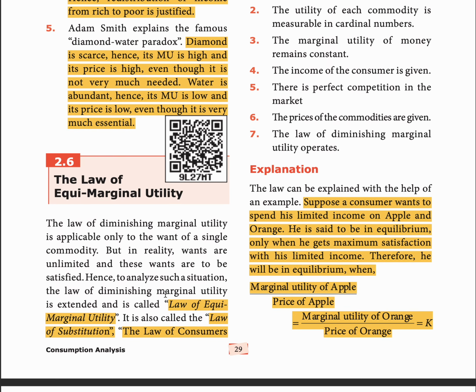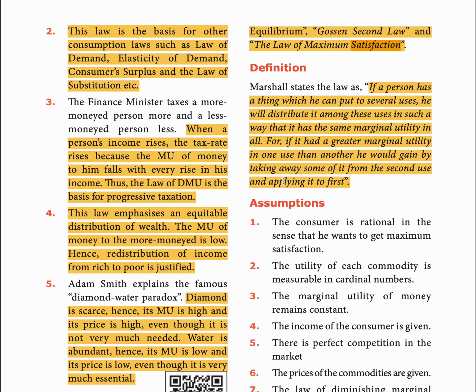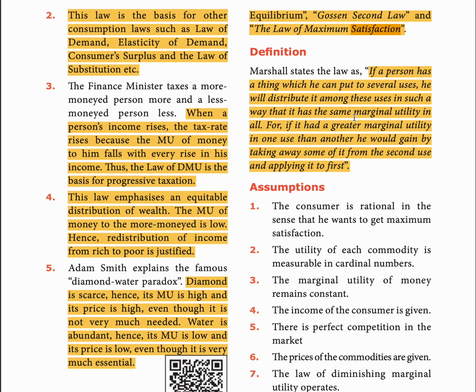Now friends, we will understand the second law, the law of equimarginal utility. This law is also called the law of substitution, law of consumer equilibrium, or second law of maximum satisfaction. So what does the law say? If a person has a thing which he can put to several uses, he will distribute it among these uses in such a way that it has the same marginal utility in all. For if it had greater marginal utility in one use than another, he would gain by taking away some of it from the second use and applying it to the first.